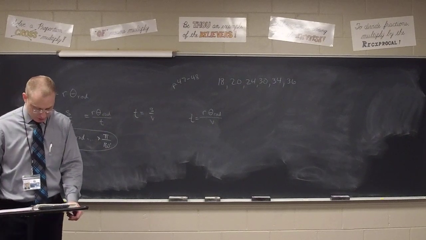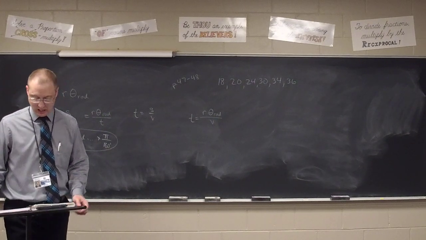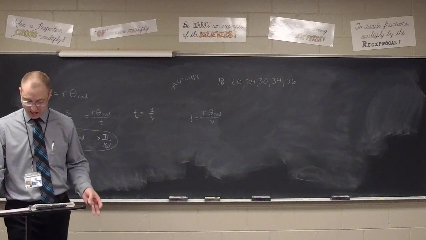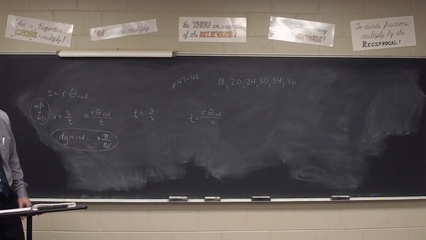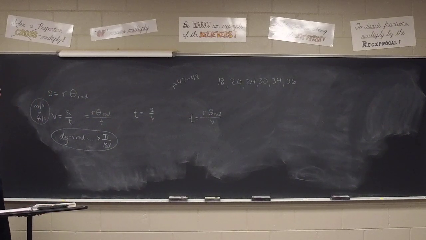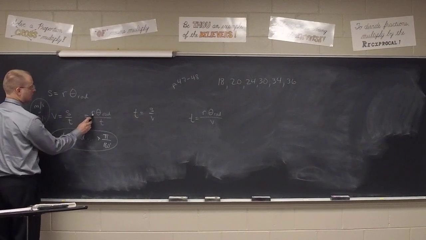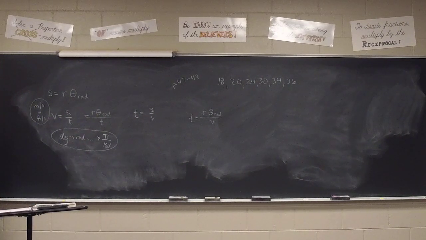And then Ethan, number 36, we're finding the radius given time, theta rad, and velocity. So on number 36, how do I rearrange the equation for the radius? You pointed to the R. Yeah. How do I solve for the radius? Get the radius by itself. Move it over, well, when you divide or times the theta rad away.